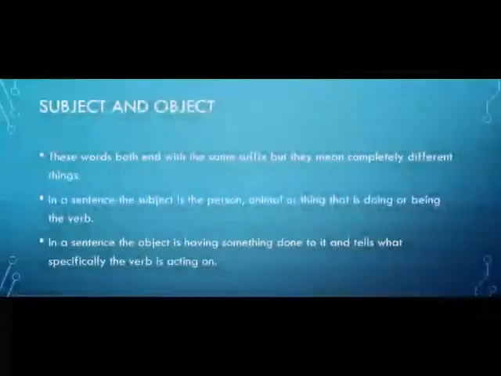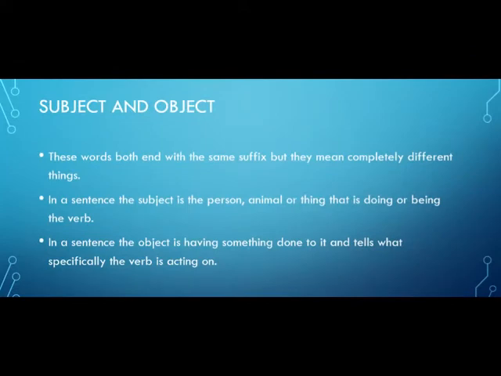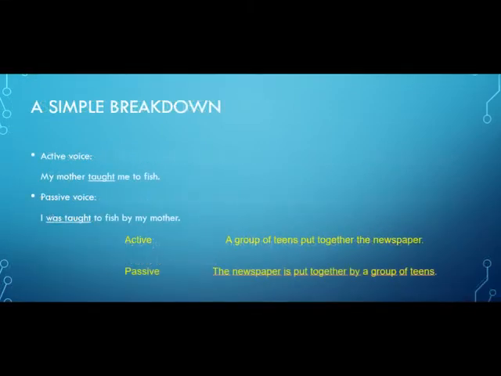Okay, next slide. Subject and object. These words both end with the same suffix, but they mean completely different things. In a sentence, the subject is the person, animal, or thing that is doing or being the verb. In a sentence, the object is having something done to it and tells us what specifically the verb is acting on. They're two very different things. They can get very confusing. I was confused too, but the subject and the object are two different things.